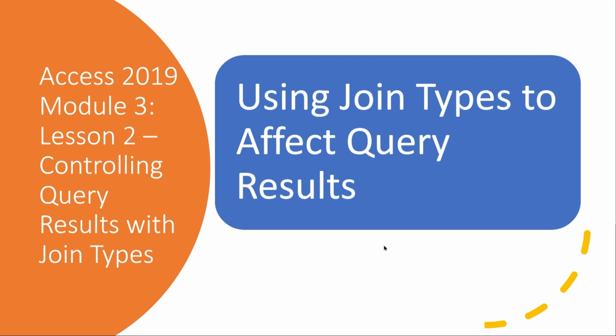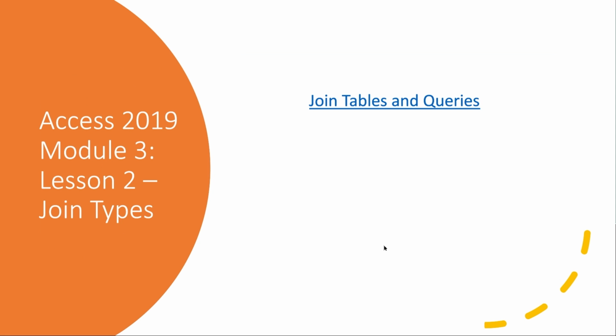Now that we've learned about relationship security, we're going to move into how to control query results with join types. So we have different relationship types, and we also have different join types. And we're going to dive into that in a little bit more detail before we go back over to Access. So in the slide deck, there's a link to information that gives you more information about join types and how they impact your query results.